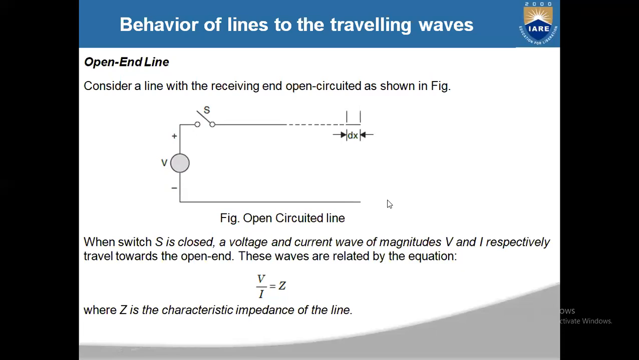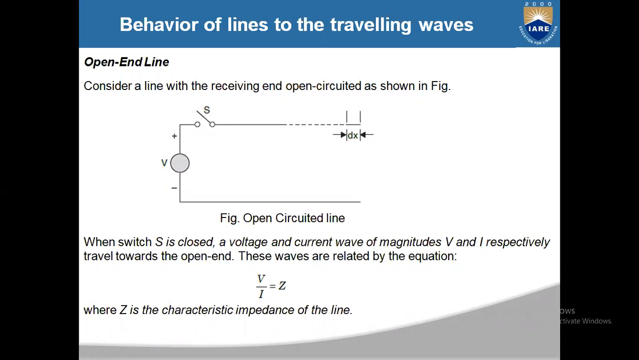Now let us see the behavior of a transmission line to traveling waves. From here onwards we are going to take some conditions of the transmission line, observe the behavior of the line for those conditions, and analyze the traveling waves. The first case I am taking is an open-ended line, a transmission line which has an open end. How will the behavior of this line be for a traveling wave?